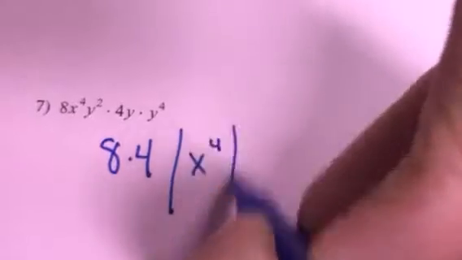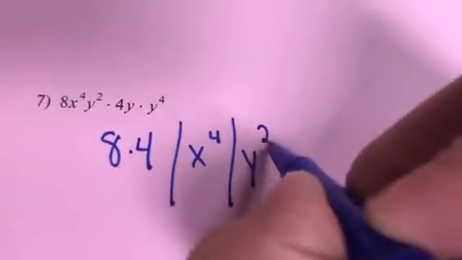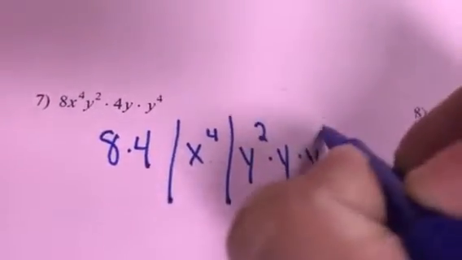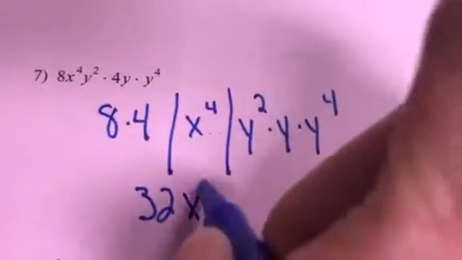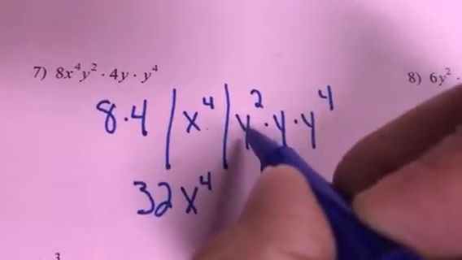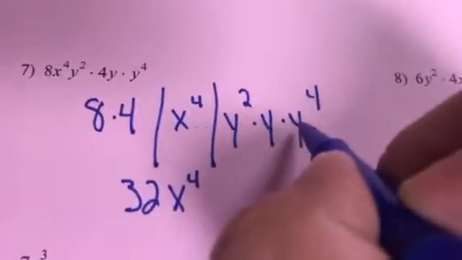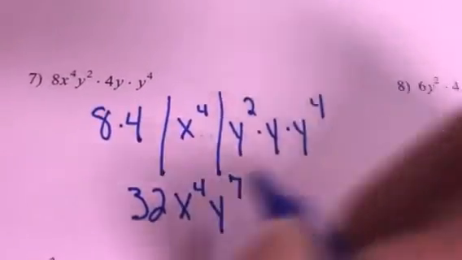Or for instance, number 7, that's quite a bit much bigger problem. So I can make a house for my numbers, 8 and 4. I can make a house for my x's, there's only one of them, and then I can make a house for all the y's. Okay, that's 32. This is x to the 4th. And then here's 2 y's, there's another y, that's 3, and 4 more gives me y to the 7th.